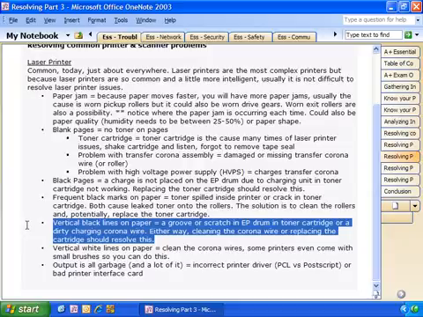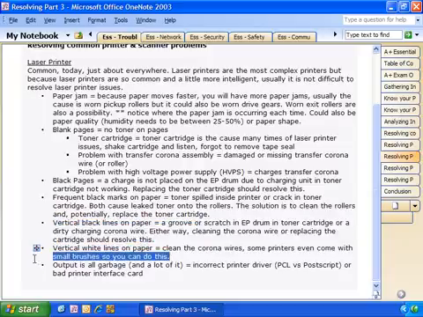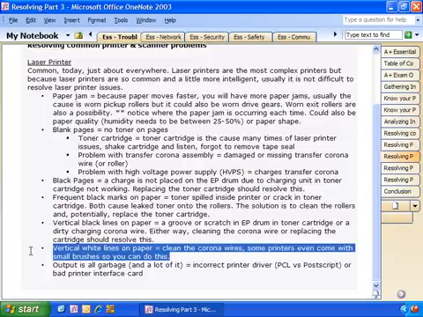Next problem is vertical black lines on the paper. This can be caused by a groove or scratch in the drum, in the toner cartridge, or a dirty charging corona wire. Either way, cleaning the corona wire or replacing the toner cartridge should resolve it. Another problem is a vertical white line on the paper. In this case, you should clean the corona wires, and some printers even come with small brushes that you can use to clean the corona wires.